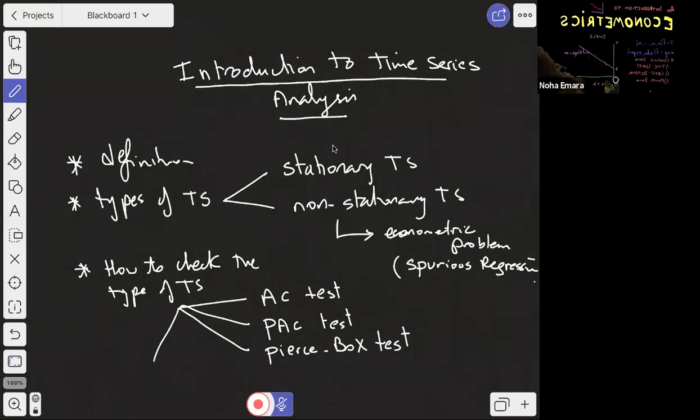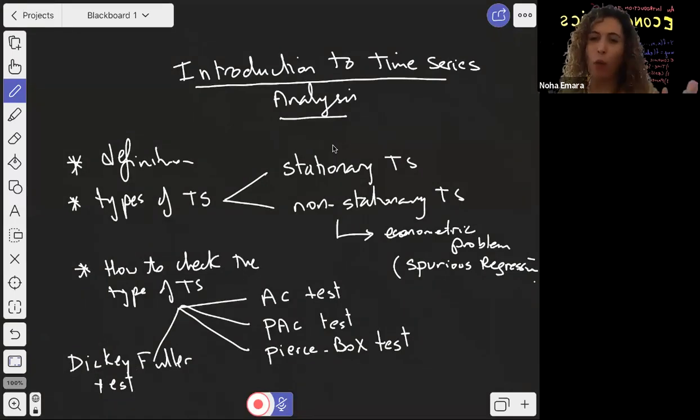And actually, I'm going to give you one more: the Dickey-Fuller test. This is a very famous test, the DF test. So this is my plan for today, and I hope that I can cover all these points.